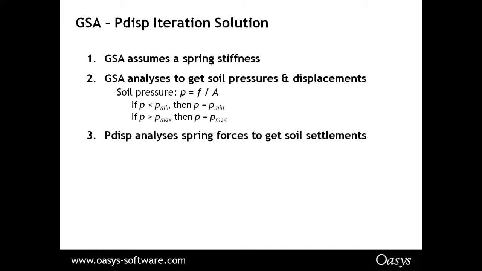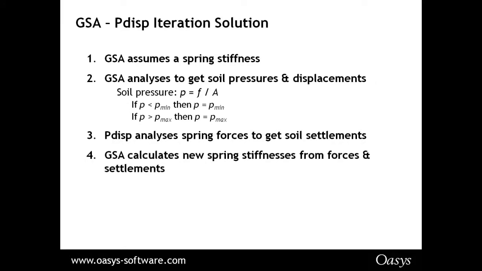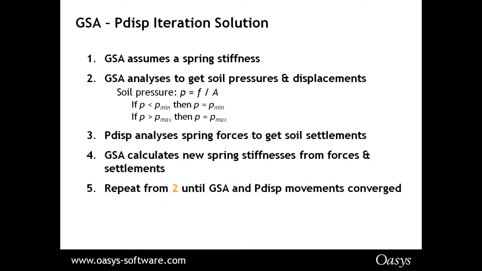Then these soil pressures are passed into PDISP to get the soil settlements, and with these soil settlements and of course associated soil pressures, GSA can now calculate new spring stiffnesses from those results. And the whole thing then cycles round until the two have converged, i.e. the two values are close enough together.